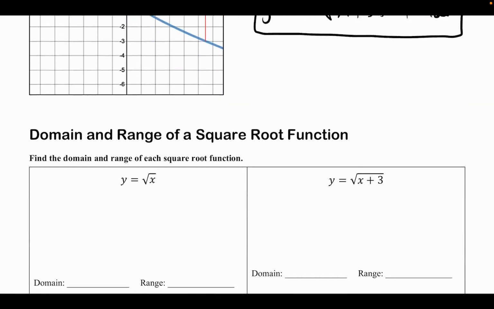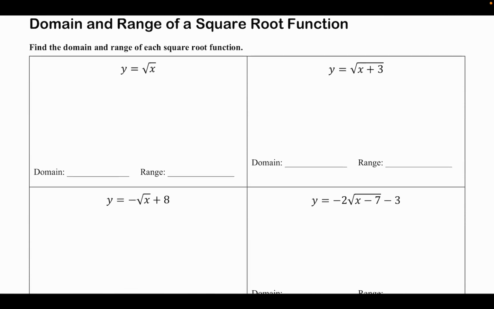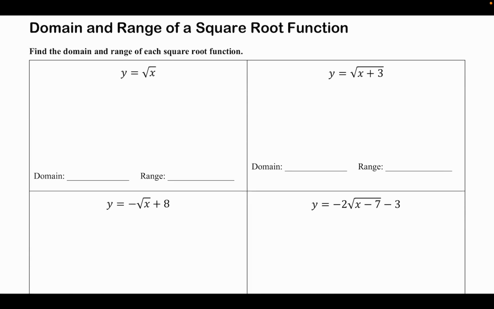Yeah, and then the last couple of things to address right here is being able to find domain and range for square root functions. Now, this is something that you should be able to do without actually graphing the functions. So when you think about domain, you have to think about the set of the inputs, right? And then when you think about the range, you have to think about the set of the outputs, okay?